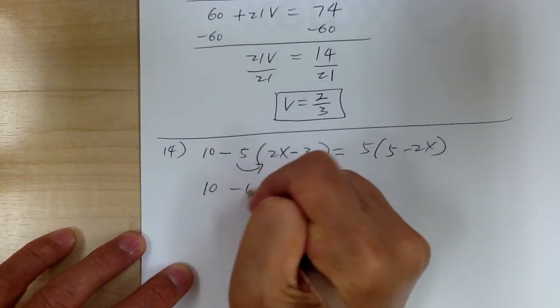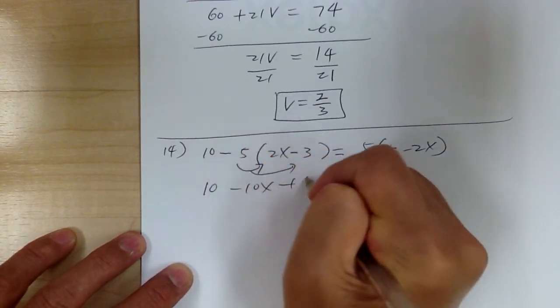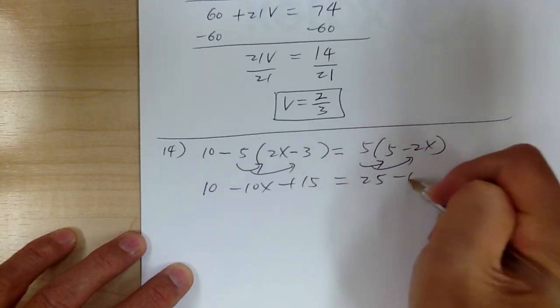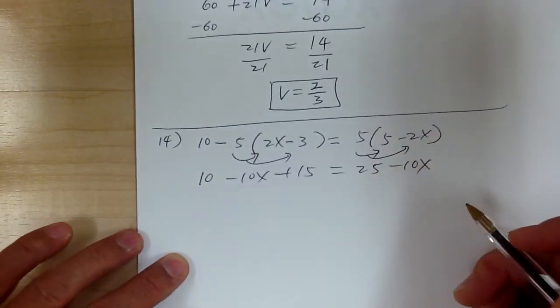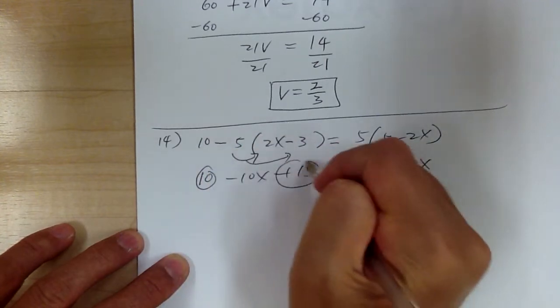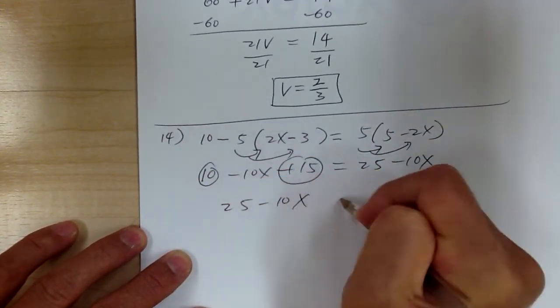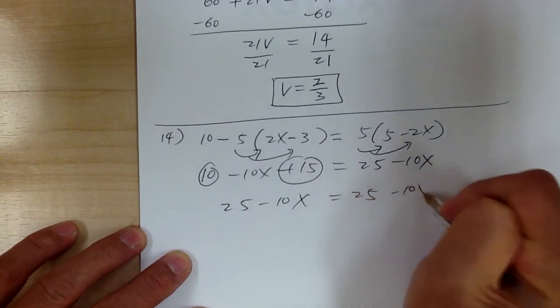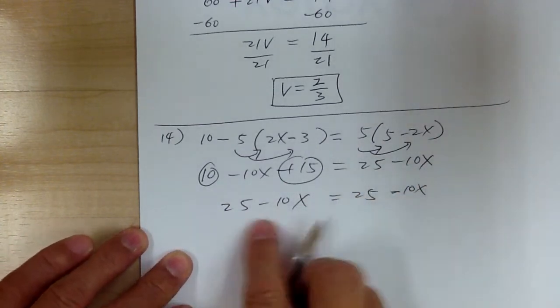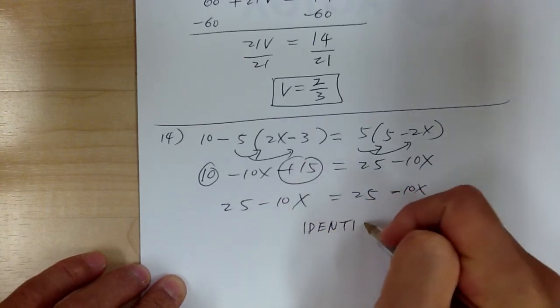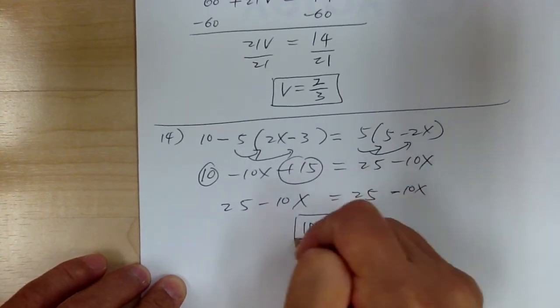So multiply, you get minus 10x. Multiply, you get plus 15. This one you multiply, you get 25. Multiply, you get minus 10x. Okay? And then when you combine the like terms first, you get 25 minus 10x equal to 25 minus 10x. So you can see that they are exactly the same. So this one is an identity. Identity means they're identical. It means they're exactly the same.